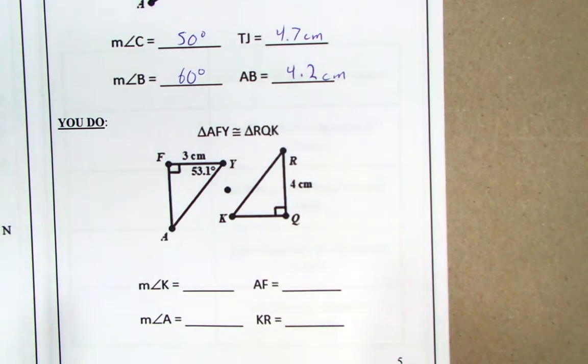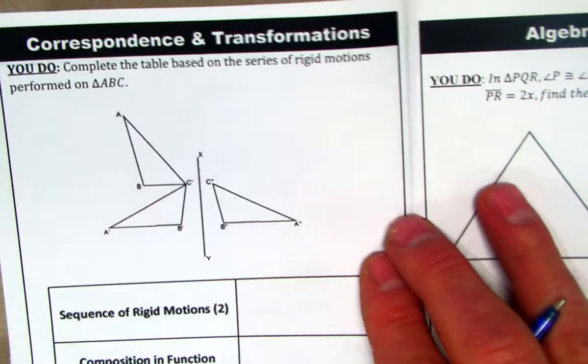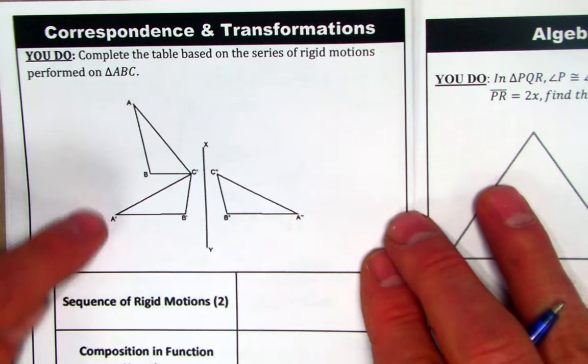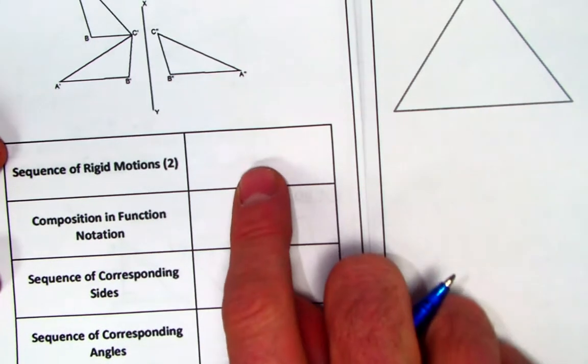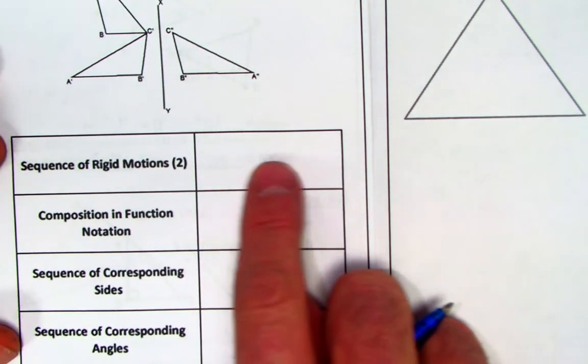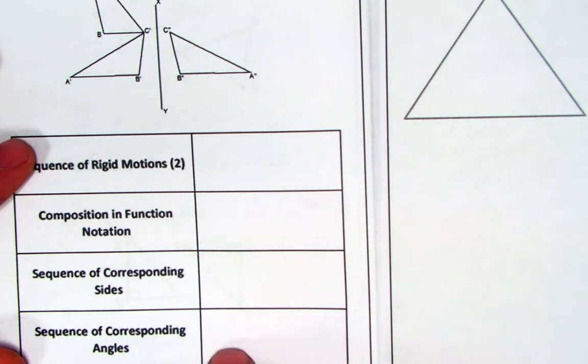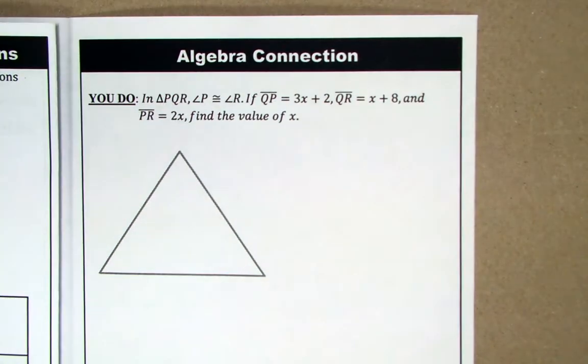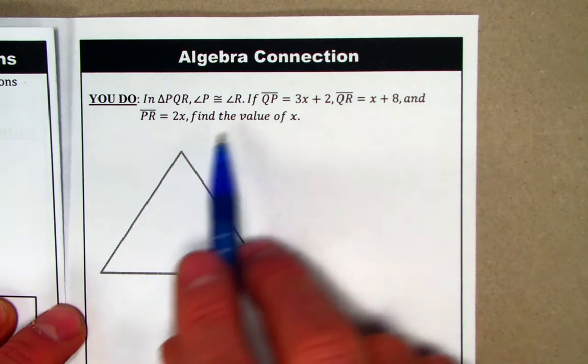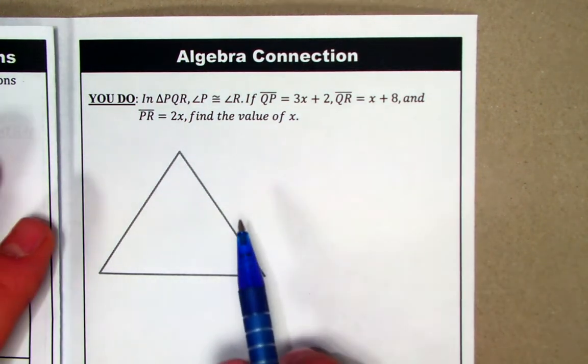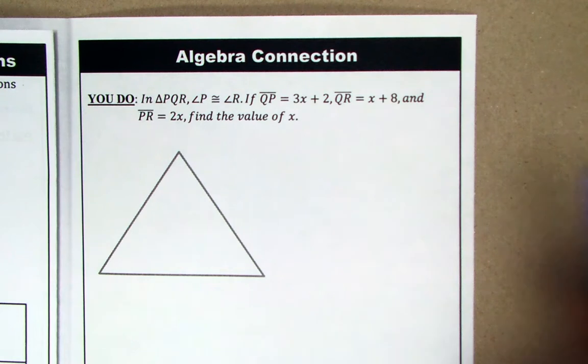And I'm just going to quickly explain the next 2 problems. You're going to do this one, which is like what we did in class, where you write what kind of transformations took place, what rigid motions, write a rule, write the correspondence of sides, the correspondence of angles, and then a congruent statement. And then this last problem is just a connection to algebra, same or similar type of problem, but just using equations.